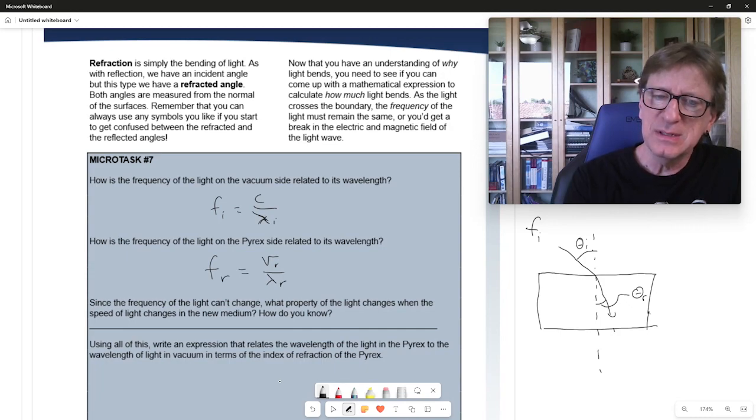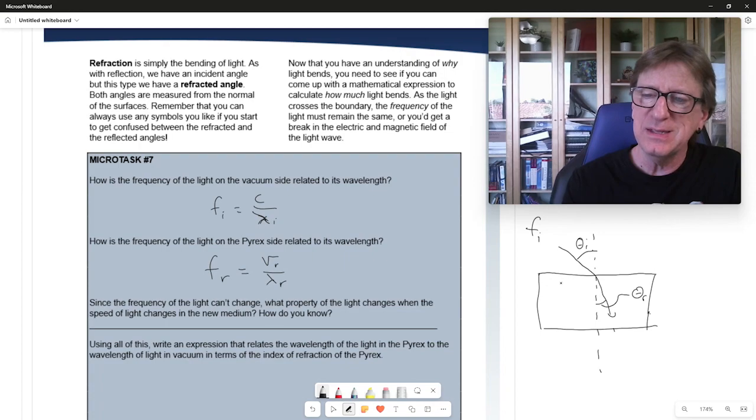Make sure that makes sense. Remember that we've made a big deal out of the fact that the constant of proportionality is the speed of the wave. However, the speed of the wave inside the Pyrex has changed because it's got a different index of refraction here. Now, the frequency of the light can't change. Let's think about why. Why can't the frequency of light change? We have another expression that relates the frequency to something else. Do you remember what that is?